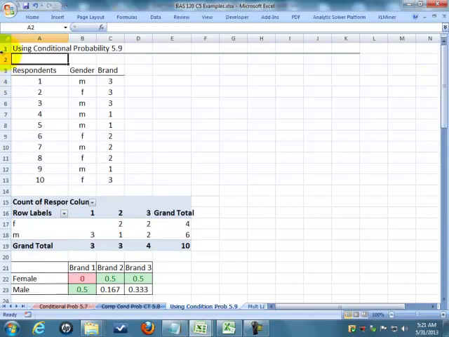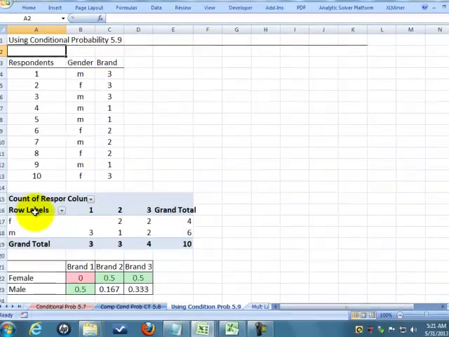Welcome back to BAS 120. We're still talking about conditional probability. If you remember the last example, we took our gender and our brand preferences and we did a pivot table.